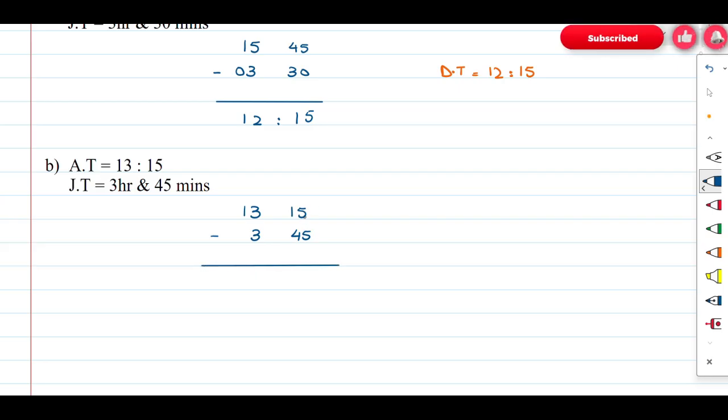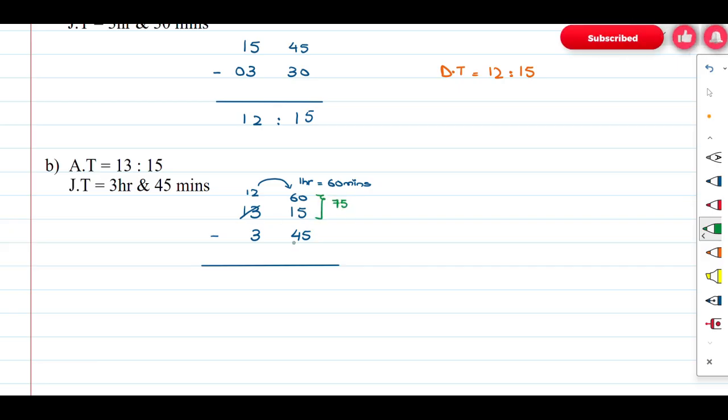Now from 15, can we subtract 45? No, we cannot subtract 45. So we need to borrow 1 hour from here. It means 12 hours are left over here. When we shift 1 hour to this side, 1 hour is basically 60 minutes. So we are shifting 60 minutes over here. When we combine these two, 60 plus 15, they are 75 minutes.